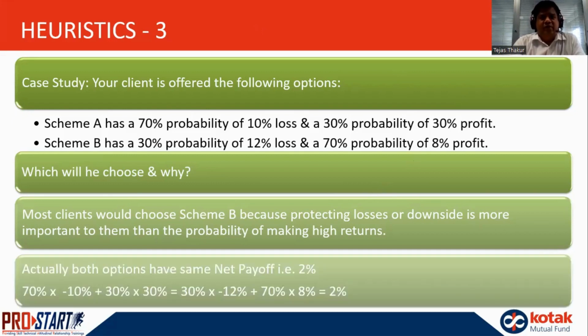What is the net outcome? Net payoff, as we call it. Net payoff of both the options is the same. It is 70% into minus 10 plus 30% into 30, which is the same as 30% into minus 12 plus 70% into 8. The payoff is 2%.